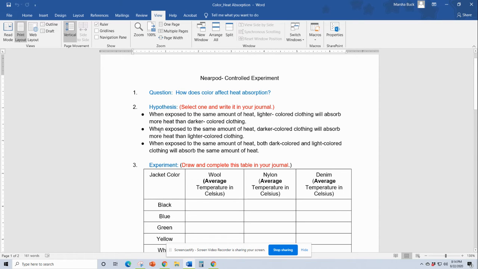So you just pick one of those, okay? Do you think lighter colored clothing will absorb more heat? Do you think darker colored clothing will absorb more heat? Or basically, do you think they're equal? So write one of these down.